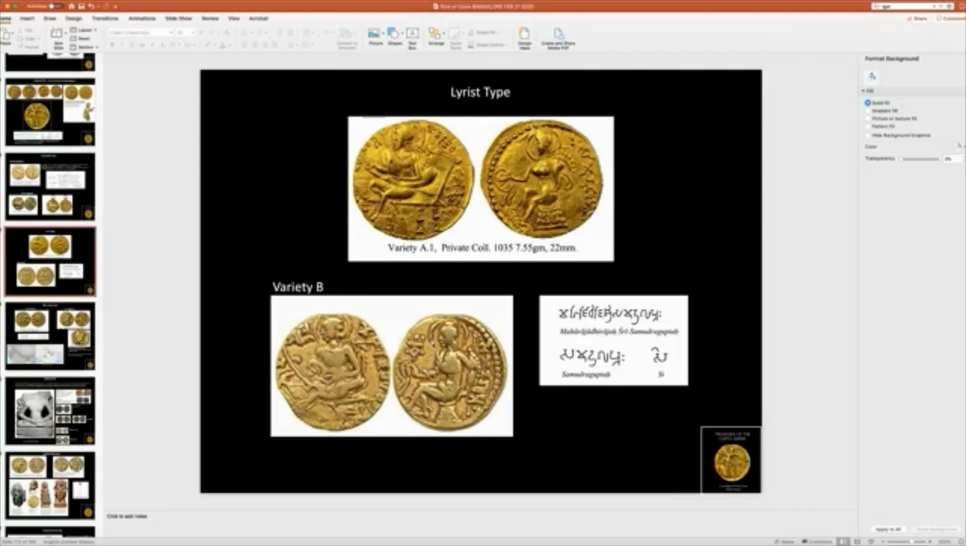Here, a tamga is found on variety B. So this is what we see as a lyrist type. I forgot to put variety A here, so I'll update that. So we have that. Okay, moving on.